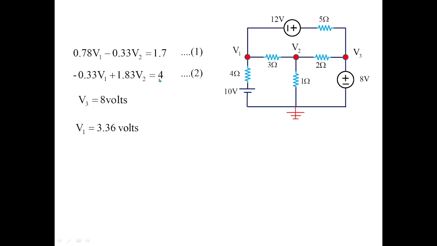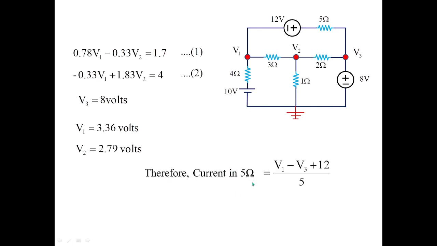Simplifying this, we get the value of V1 as 3.36 volts and V2 as 2.79 volts. The current in 5 ohms will be equivalent to, I told you to remember this current direction, (V1 minus V3 plus 12) divided by 5. V1 minus V3 is 3.36 minus 8, plus 12, by 5, which gives 1.47 amperes. Remember this current, we got the same current as I3 while applying mesh analysis. So this is how you check the results once you obtain the final answer. The magnitude of the current, whether you apply mesh analysis or node analysis, you will get the same answer.